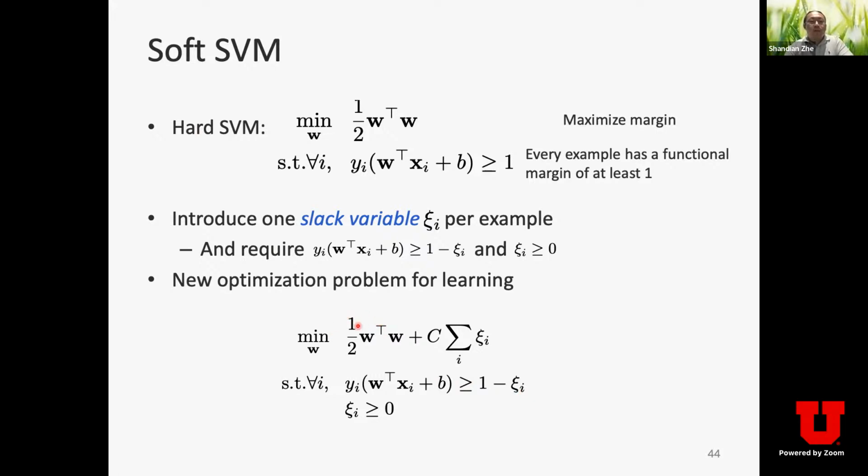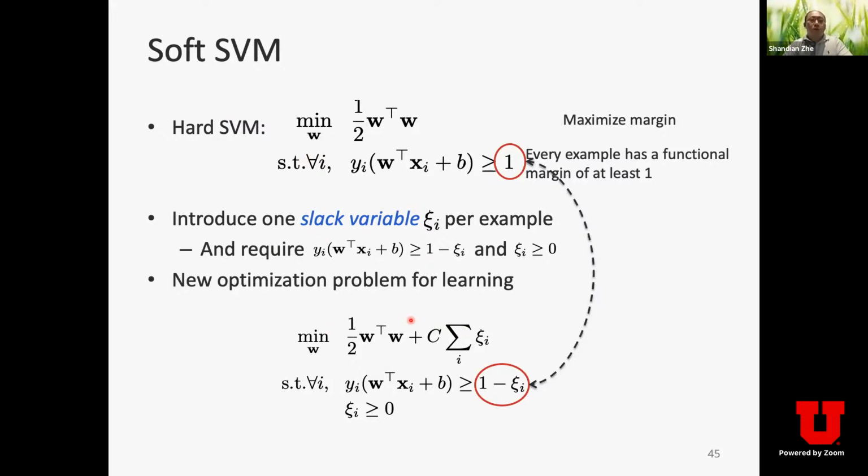Then in the training objective, we have this half square norm, which is equivalent to maximizing the margin, right? And then we add another term, which is the summation of all the slack variables. C is a hyperparameter, a positive constant. First of all, the constraint modification directly comes from the hard SVM, right? But what about the objective function?